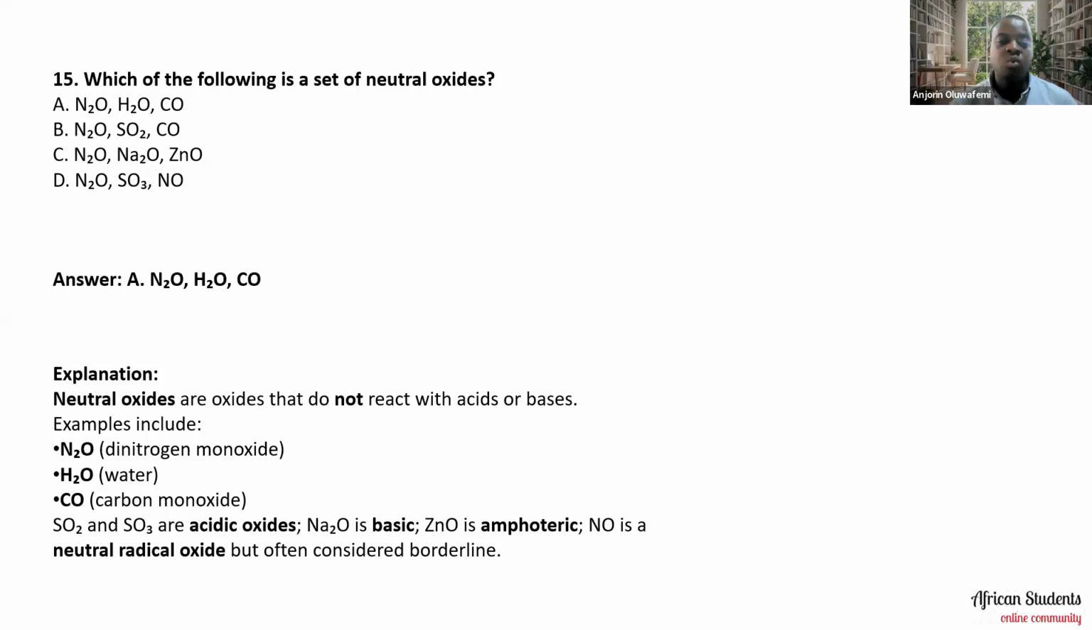And then Na2O is basic, ZnO is amphoteric, NO is a neutral radical oxide, but often considered borderline, so to speak. So the right option there is option A, which is N2O, H2O, and CO. Okay, on to the next one.